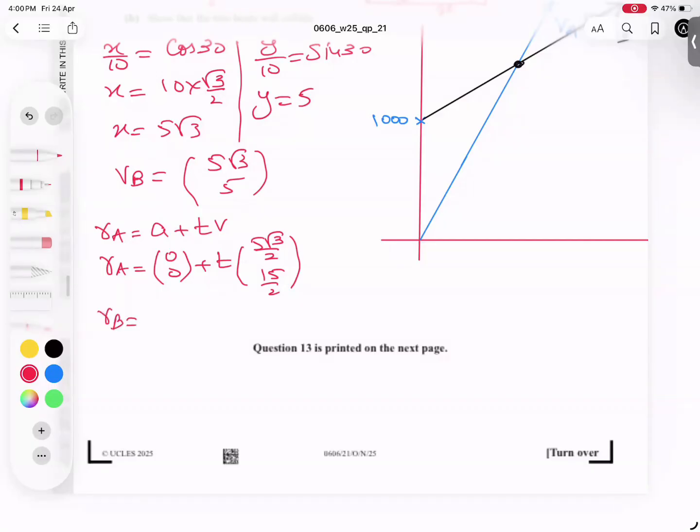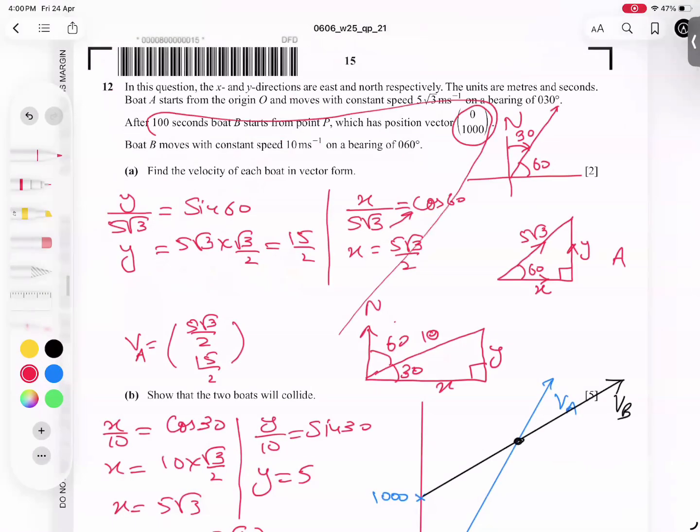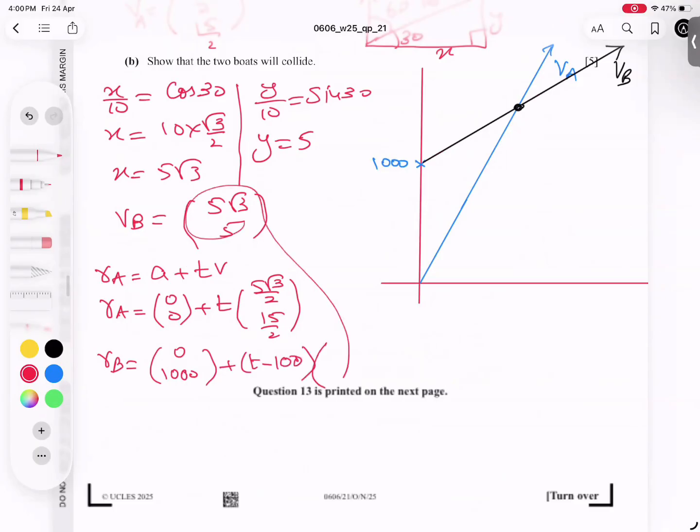And what is the RB starting point? What is the starting point, students? It is this one, and he said 100 seconds after. So it means I'll put here 1000 and here T minus 100. And velocity B is this. Now, students, we got two equations. One is RA here and RB here. I'm going to compare them.